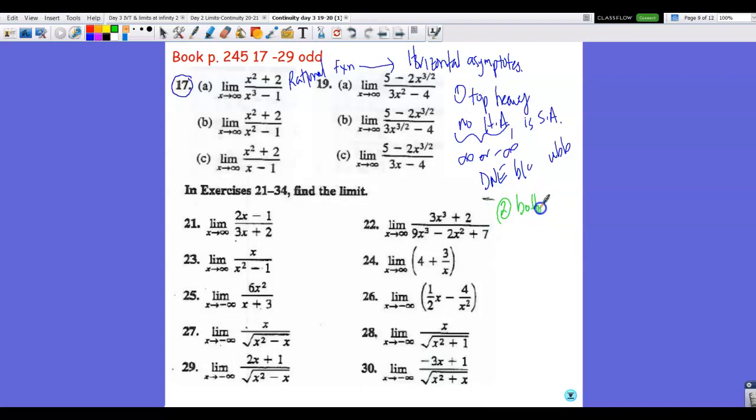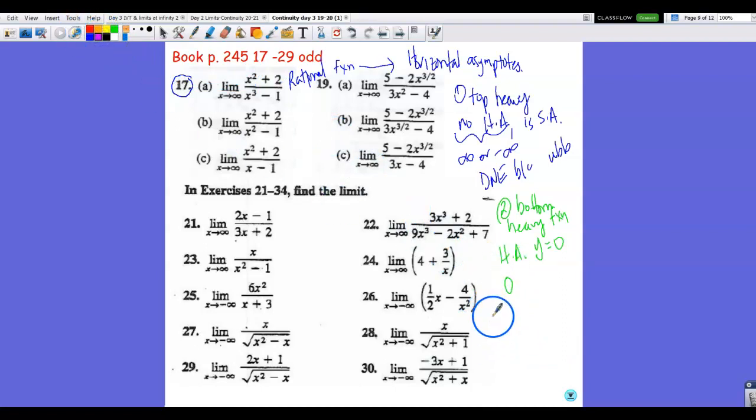The second scenario is if you have a bottom-heavy function. If you have a bottom-heavy function, that means the degree in the denominator is larger than the degree in the numerator. So if that's the case, then the horizontal asymptote is y equals 0, and at the ends, right and left end behavior, the graph will approach the horizontal asymptote. So in this particular case, the limit will always be 0 because that's the horizontal asymptote.